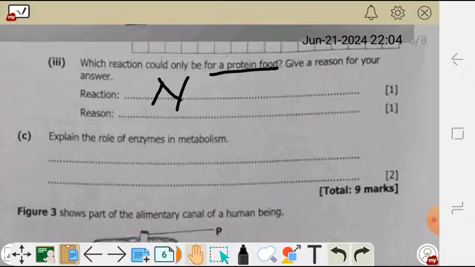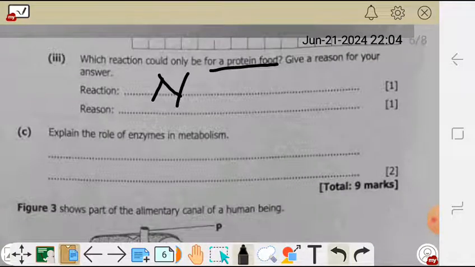Okay, so explain the role of enzymes in metabolism. What is the role of enzymes in metabolism? What is an enzyme? An enzyme is a biological substance which speeds up metabolic reactions. So these are chemicals which speed up a chemical reaction. This is how they work.